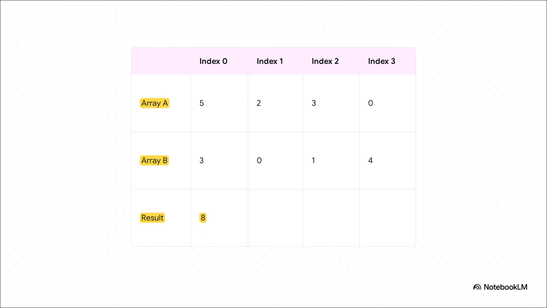And now for the magic. To add the polynomials, we just add the numbers at each matching index. That's all it is. It's called an element-wise addition. So at index 0, we add the constants. 5 plus 3 gives us 8, and we just keep going right down the line. At index 1, it's 2 plus 0, which is 2. At index 2, we've got 3 plus 1, which is 4, and at index 3, it's 0 plus 4, which is 4. And just like that, boom, we have our result array.